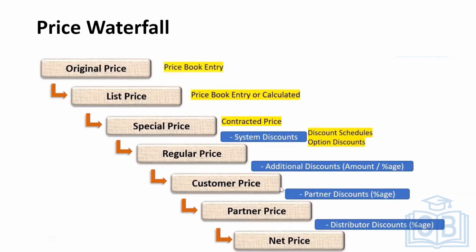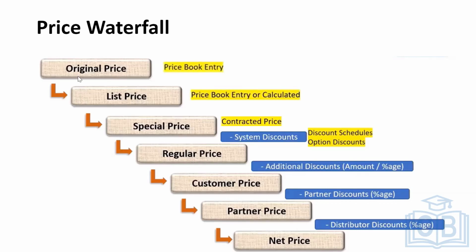Got it. Then we have a partner price. Partner price will be impacted by the partner discount. So if you are giving any kind of partner discount on the quote, that is going to impact the partner price. So partner price will be equal to the customer price minus partner discount. Partner discount is always in the form of a percentage. Similarly, the distributor discount is also in the form of a percentage. So the net price will be equal to the partner price minus distributor discount.